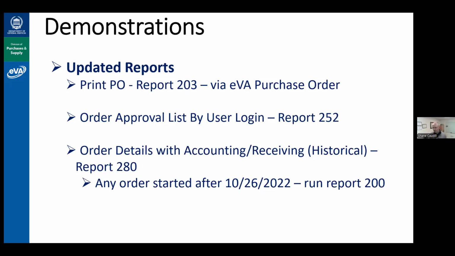And then report 280, which actually allows you to run order details for our historical data, excuse me. Those are all of those POs that we did before we went live with our new platform. So any order started after 10/26/2022, you run report 200. But if you want to pull some of that old historical data, we've got report 280 out there for you. So let me stop my share again.